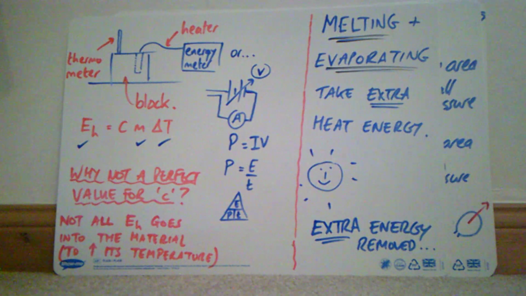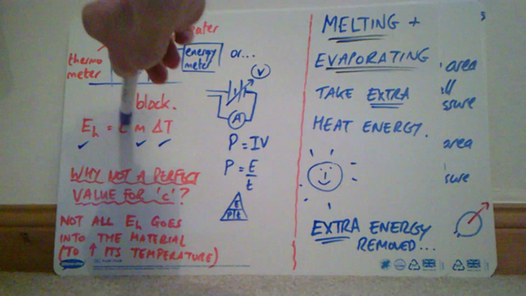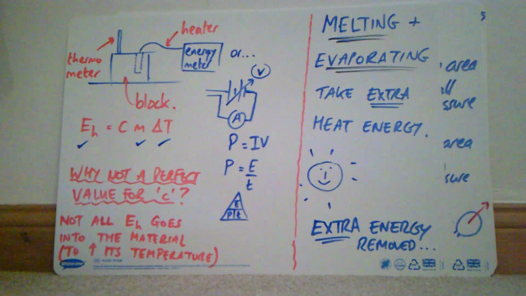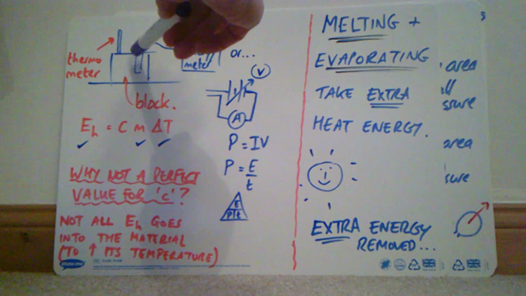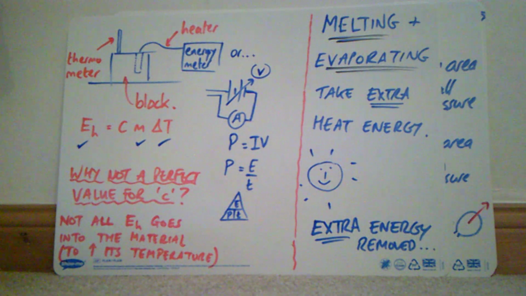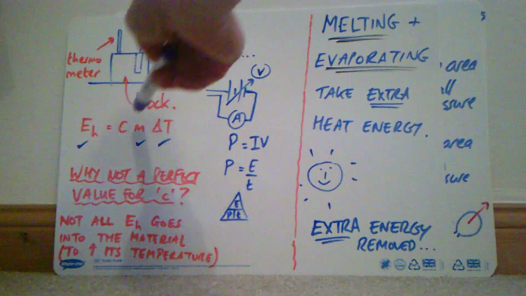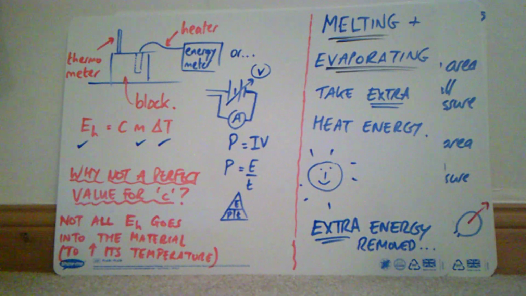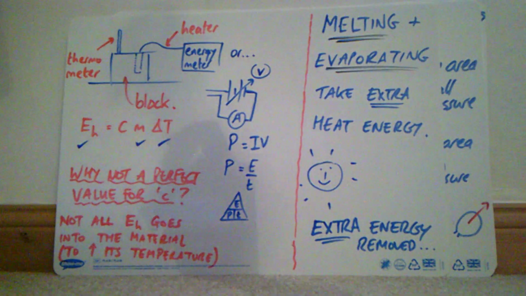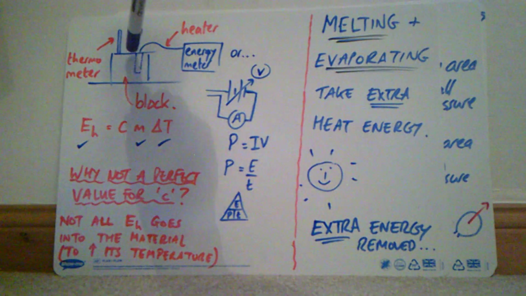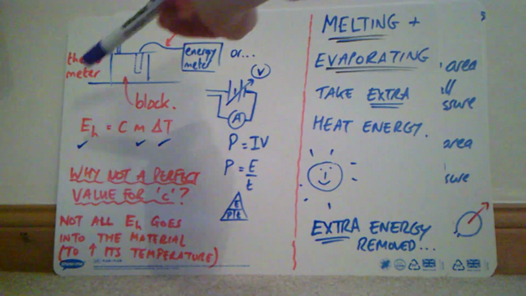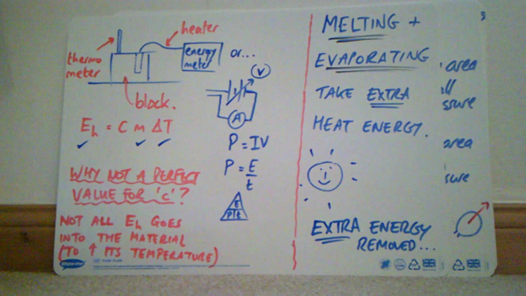Right, then the question quite often says, why isn't the c value found from this experiment the perfect value? And the answer is, not all the heat energy from the heater goes into the block. Well, where else could it go? It also goes into heating the air around it. So if you want a better value for the specific heat capacity, if you wrap this whole thing in insulation, then less of that heat energy is going to be lost to the air, so a greater proportion of that heat energy goes into the block to raise its temperature, and so you get a better value for c.